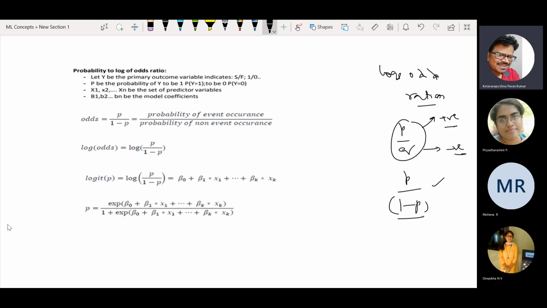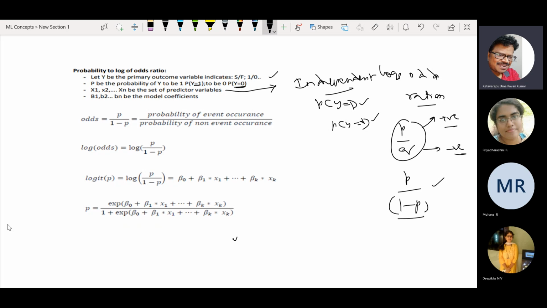Now, the probability to log of odds ratio. Y is the primary outcome variable that indicates success or failure, true or false, or 1 or 0, with probability values: the probability of y equal to 1 and the probability of y equal to 0. Now we need to find these considerations, y equal to 1 as well as y equal to 0, given x1, x2, x3, which is a typical representation for the independent variables. Nothing great, guys, because though it is a classification problem, the way we understand it is in terms of regression.